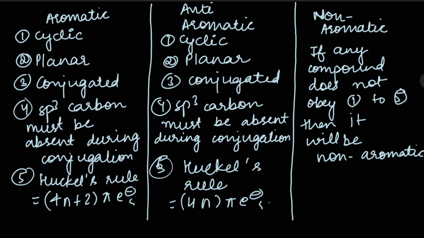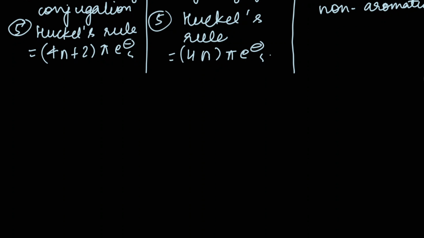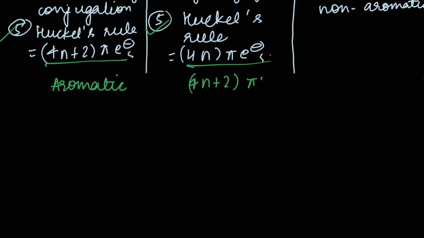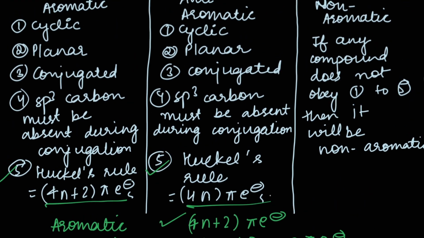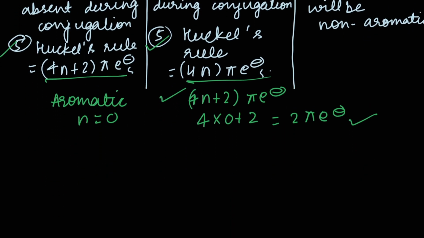Okay, now let's talk about Huckel's rule in brief. Aromatic compounds follow the 4n plus 2 pi electron rule and anti-aromatic compounds follow the 4n pi electron rule. Let's talk about aromatic compounds first. How will you identify this? For n equal to 0, 4 into 0 plus 2 is equal to 2 pi electrons. So any compound having 2 pi electrons and following all of the above four conditions will be aromatic. Similarly, for n equal to 1, there will be 6 pi electrons.